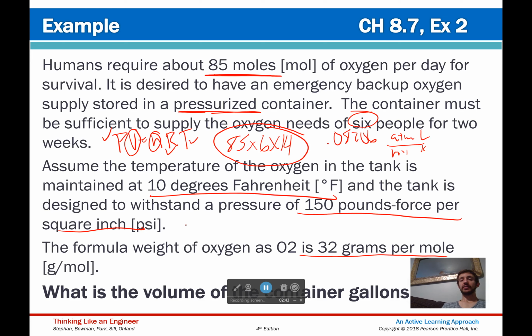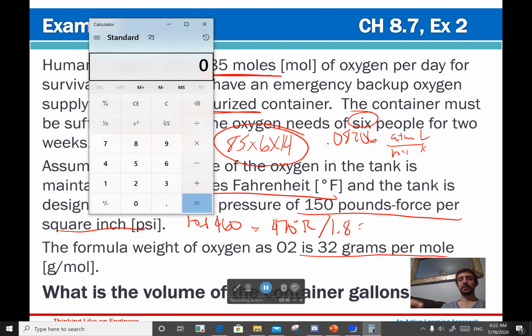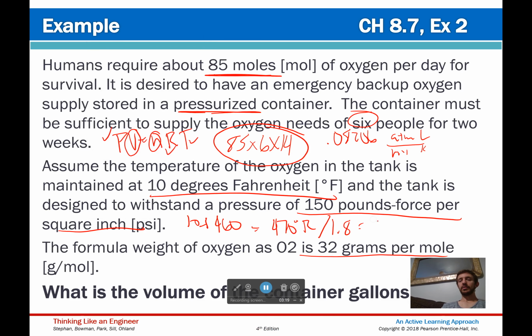So let's convert temperature next. So 10 degrees Fahrenheit. I'm going to show you the way I would do it. I would first convert to Rankine by adding 460. So this would be 470 Rankine. And then I convert to Kelvin by dividing by 1.8. And what do I get? I hate mental math. Let's bring in my calculator. So 470 divided by 1.8. 261 Kelvin.